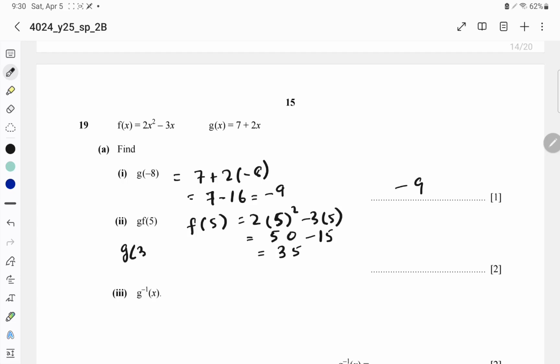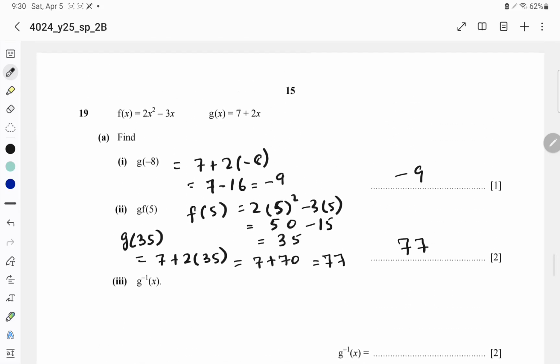So g of 35 we'll calculate in this question. G of 35 is 7 plus 2 times 35. Twice of 35, you know that it's 70. 7 plus 70 is equal to 77, which is the final answer for this part.